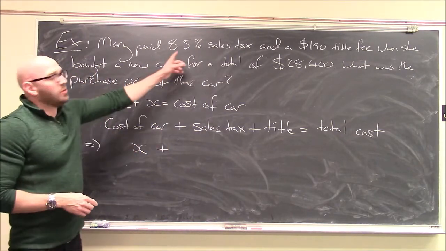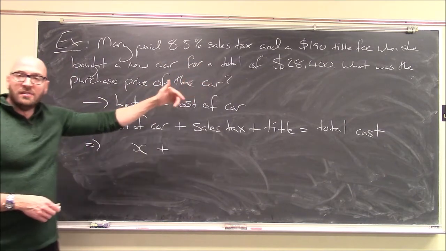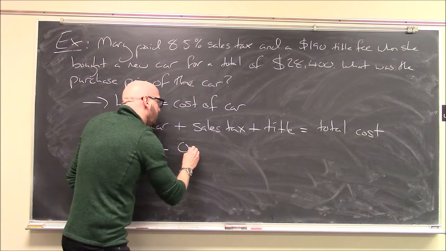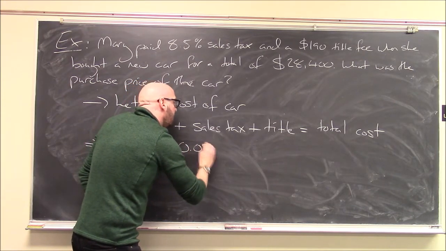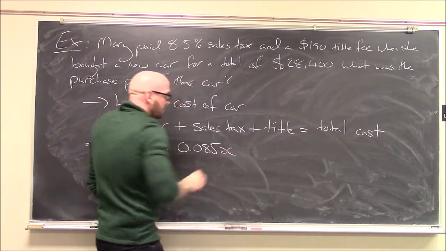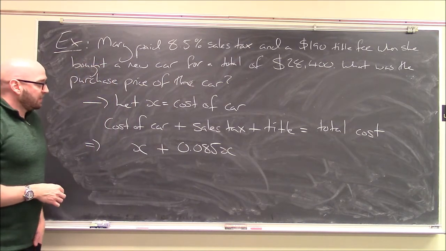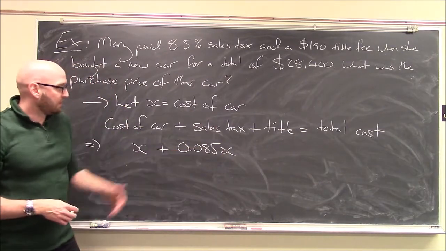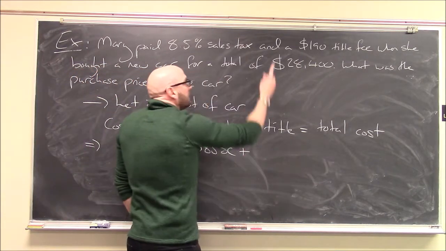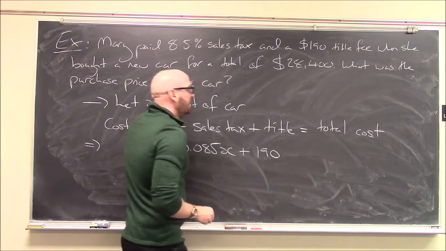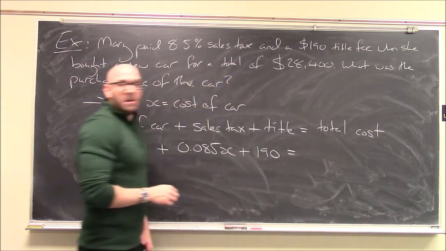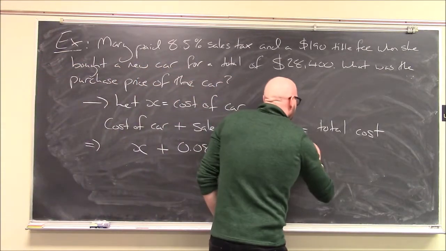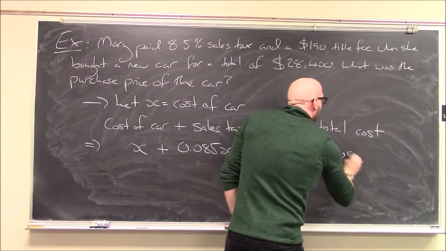What about the sales tax? Well, the sales tax is 8.5%. But 8.5% of what? Of x, of the cost of the car, right? So the sales tax is 8.5% in decimal. That's 0.085 times the cost of the car, times x. So this expression here, 0.085 times x, represents the actual sales tax. And plus the title fee is a flat $190. That should all equal the total cost of everything combined, which is $28,400.